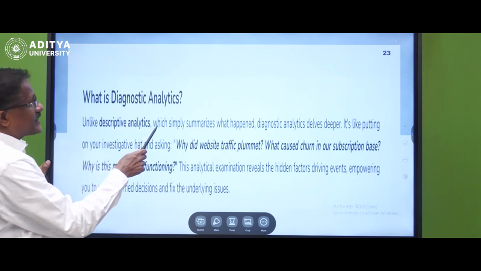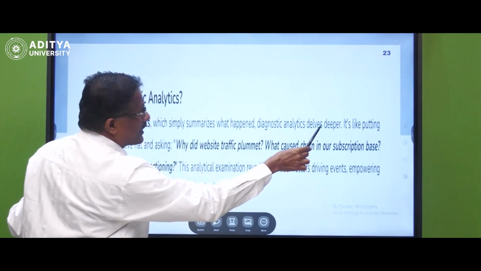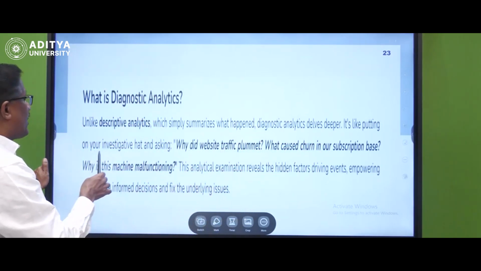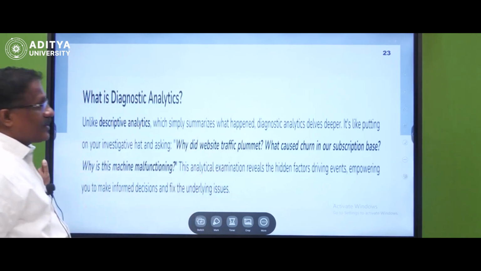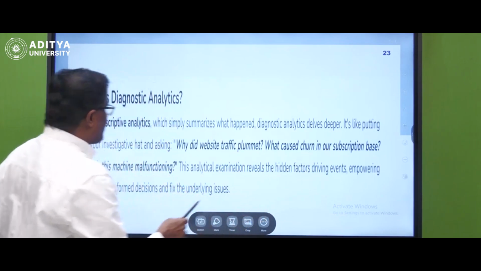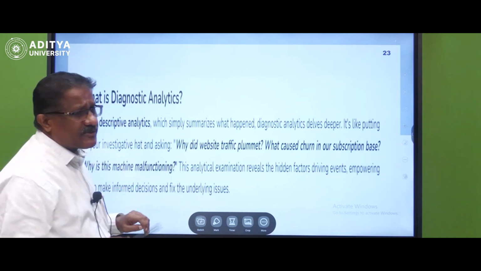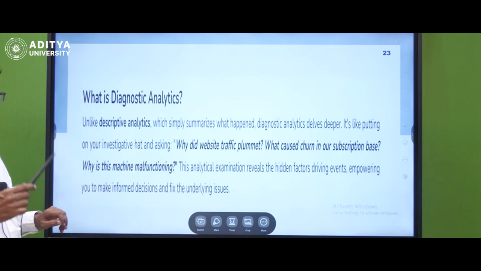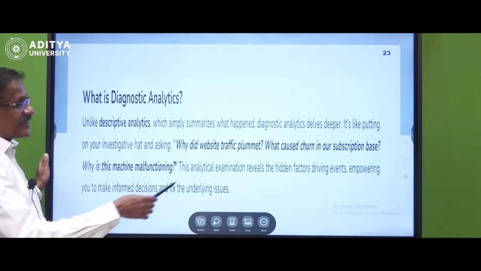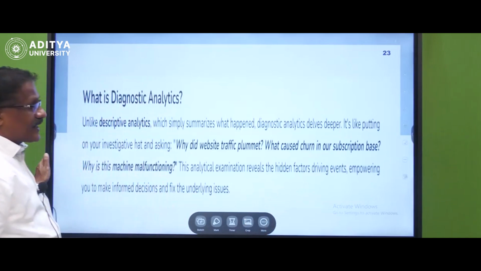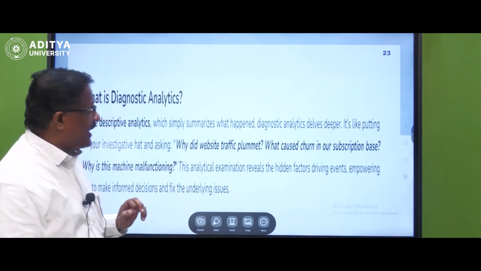Unlike descriptive analytics, which simply summarizes what happened, diagnostic analytics goes deeper, putting your investigation and asking, why did website traffic plummet? What are the causes in a subscription base? Why is the machine manufacturing malfunctioning? So many questions we are supposed to ask before finding out what actually the problem is. This is one type of analytical examination method, which reveals the hidden factors driving events, empowering you to make an informed decision and fix the underlying issues.